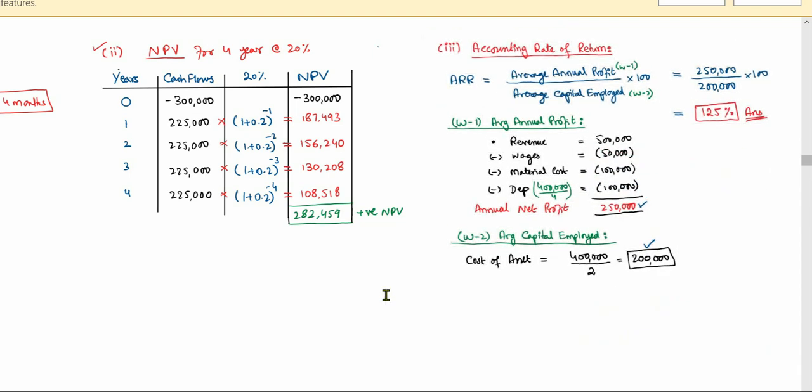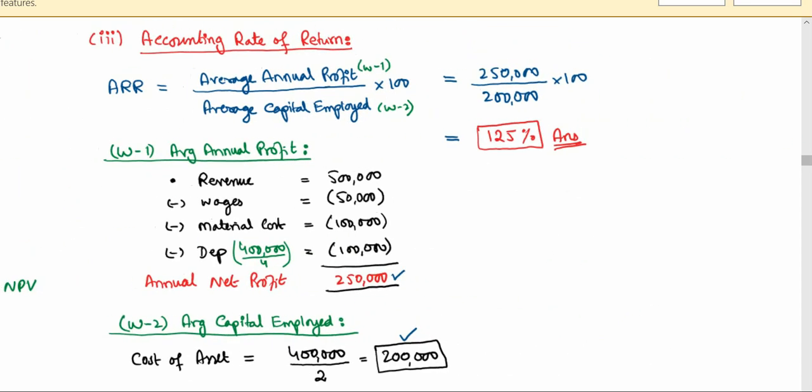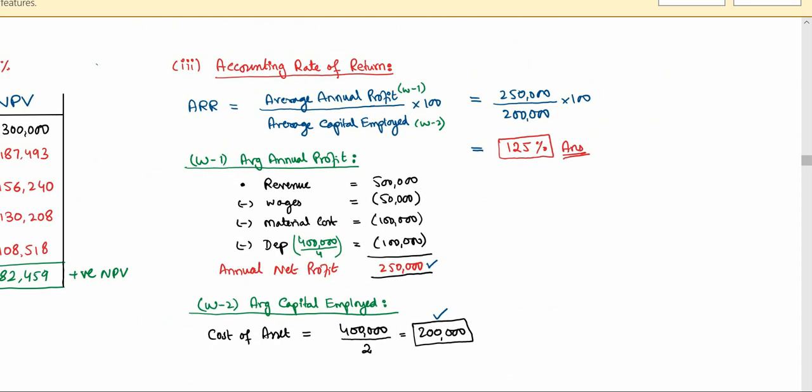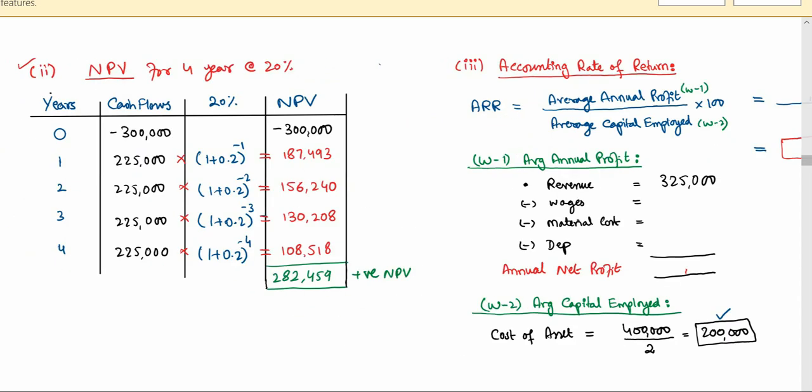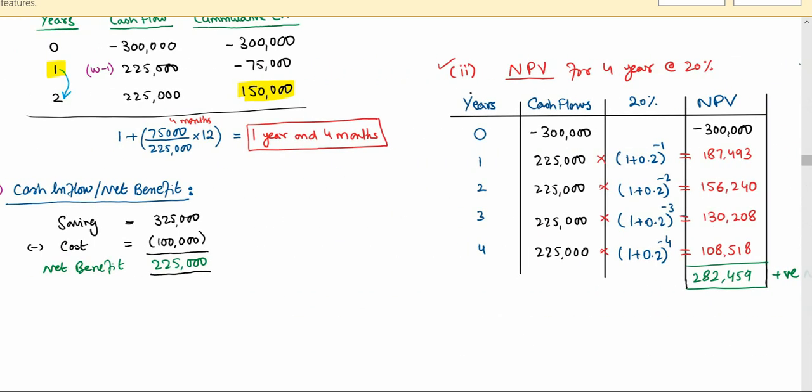Okay, so for part number 3, accounting rate of return, we use this formula. Now we calculate these answers. What is the revenue in our case now? 325,000. So this is the revenue, and cost is 100,000.